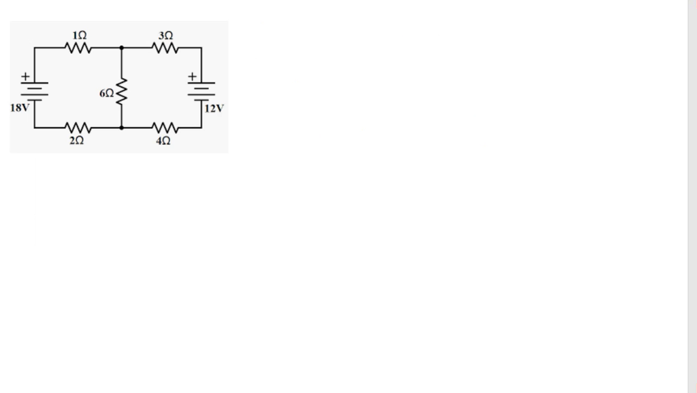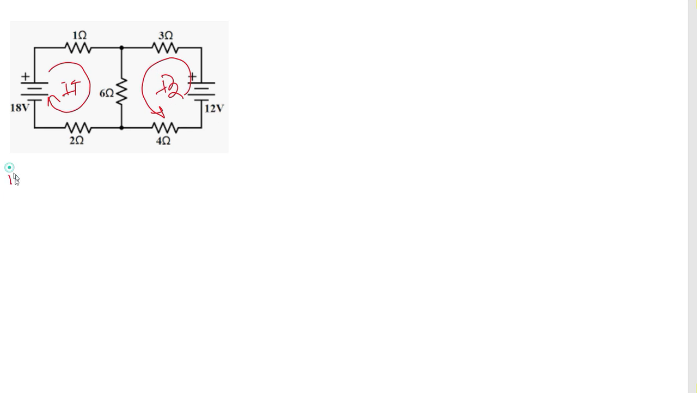Okay, now let's solve this circuit for I1 and I2. We will use our own loops, the loops of our choice. So let's have one loop like this. So this is our I1, and let's say this is our I2. So one is clockwise, the other is anti-clockwise.